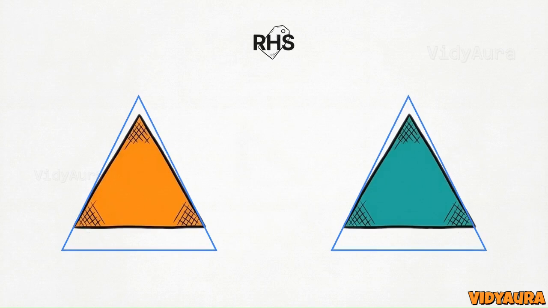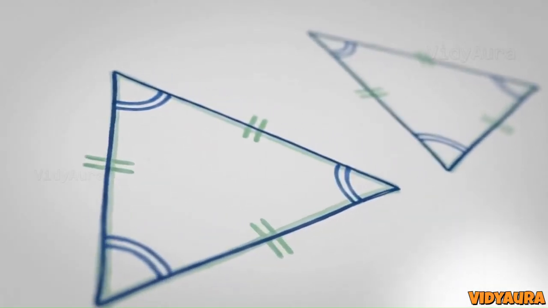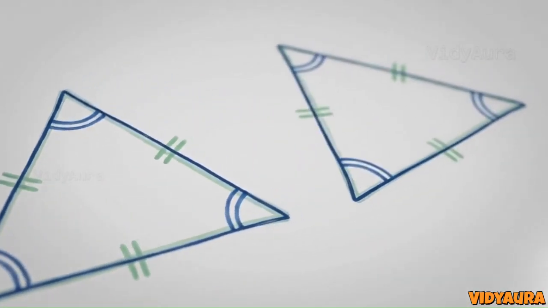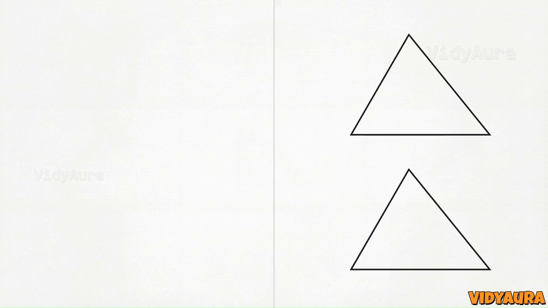Finally, for right angle triangles, we use RHS, right angle, hypotenuse, and side. We confirm the 90-degree angle, the longest side, and 1 remaining side. Using these 4 specific shortcut patterns eliminates guesswork. They provide the mathematical proof that 2 shapes are identical. Let's apply this. This diagram shows triangle ABC and triangle PQR, with a few provided measurements. We need to determine if they are congruent.